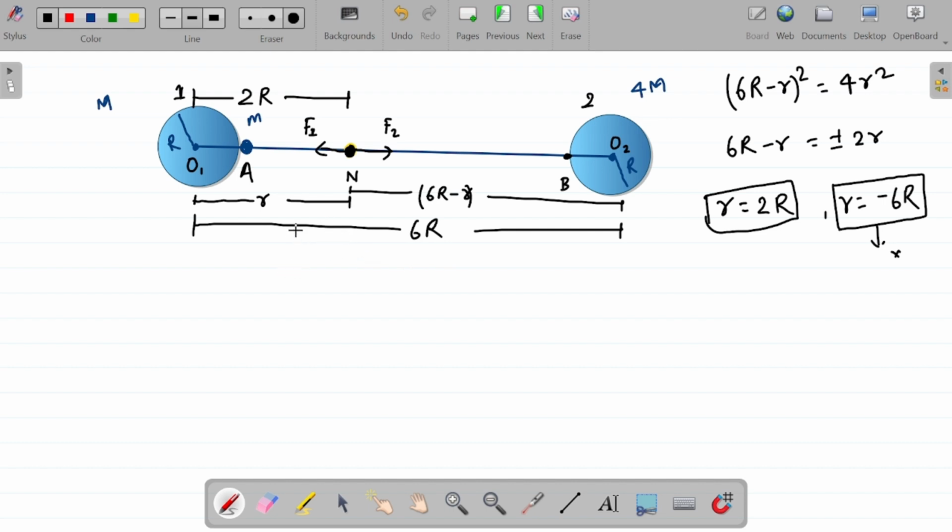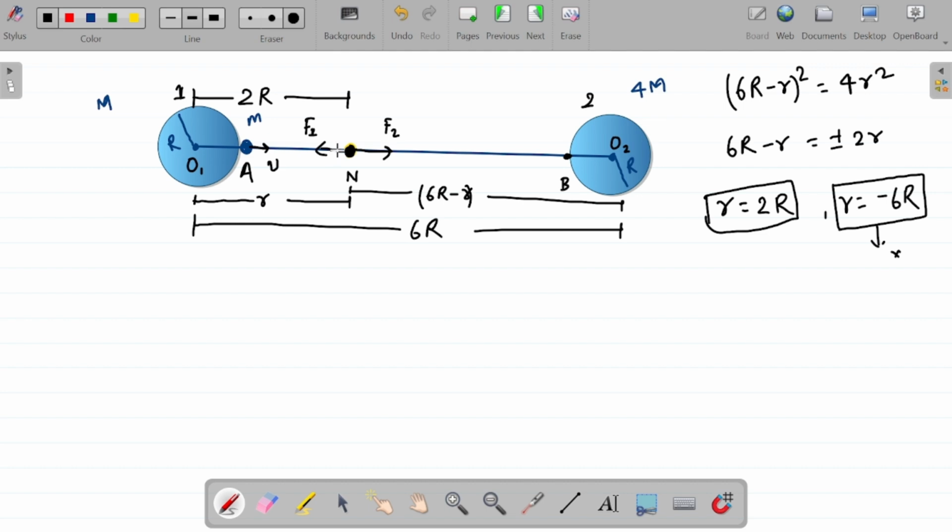Now we have to obtain the minimum speed with which it has been thrown from here. Let's say this speed is v. So the minimum speed here, we have to obtain so that it can reach up to this neutral point, because after this neutral point, this F2 will be dominating. The gravitational force due to the second sphere will be dominating. So we have to consider the velocity such that it will reach up to the neutral point only, and after that the second sphere's gravitational pull will do the rest.